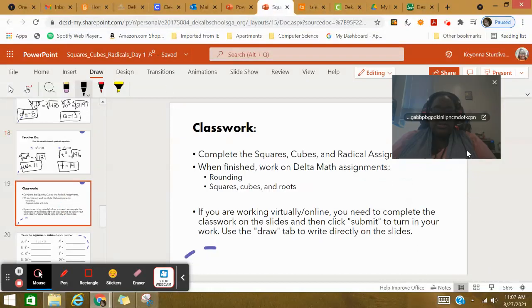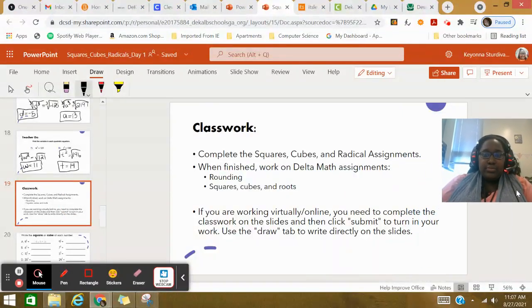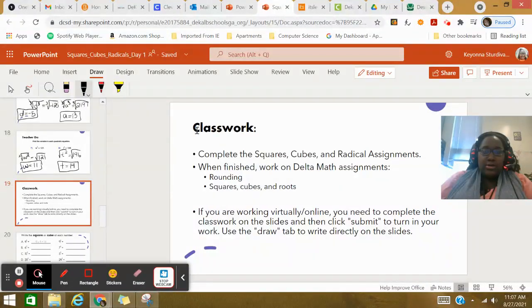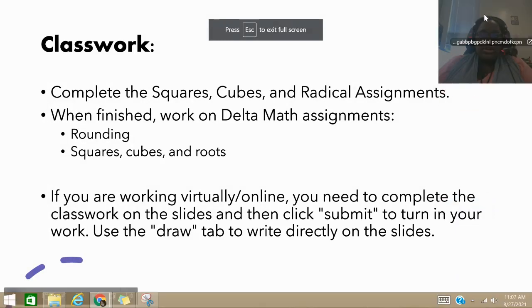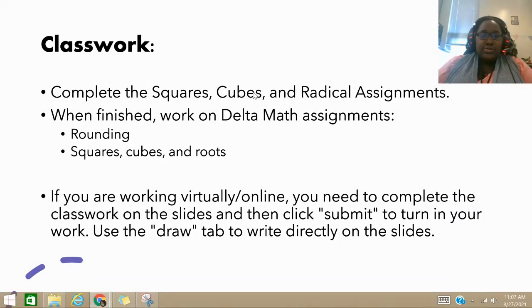Your classwork is to, let me blow this up. Make sure we're on the same page. So your classwork for today will be to complete the squares, cubes, and radical assignments that I handed out. And then if you finish early, you need to make sure you work on your Delta Math. There will be some assignments on rounding as well as squares, cubes, and square roots. Squares, cubes, and roots is what this next one is called.